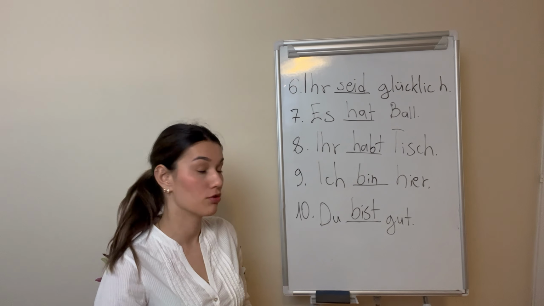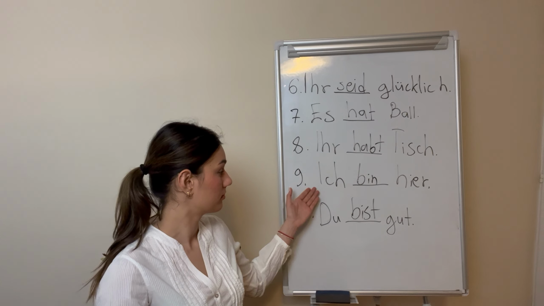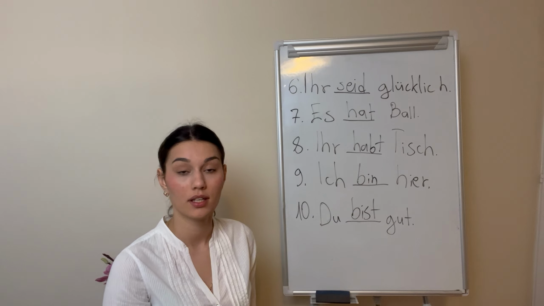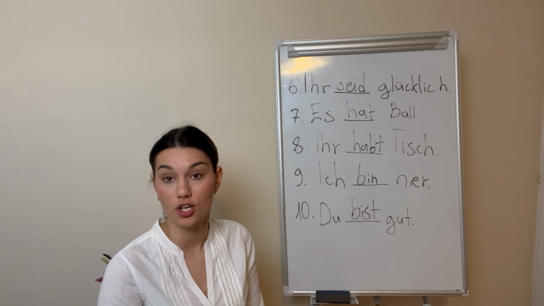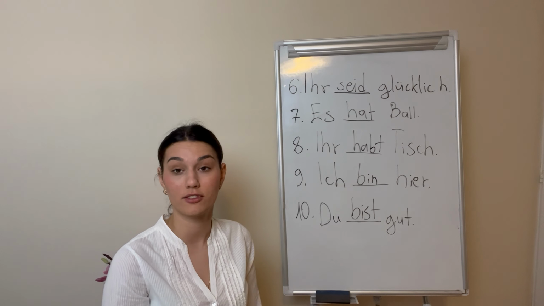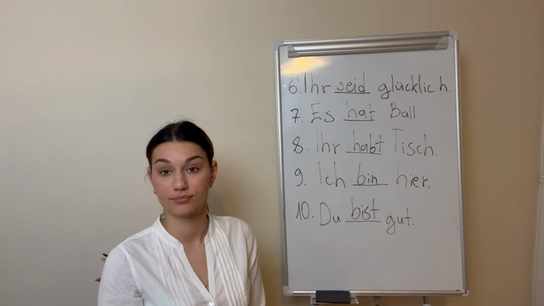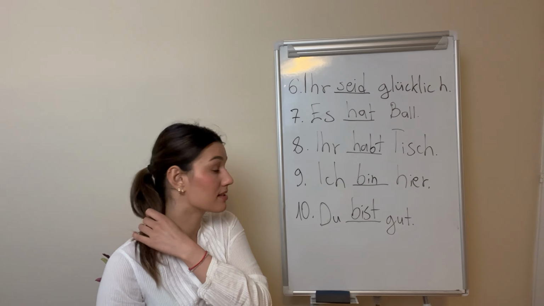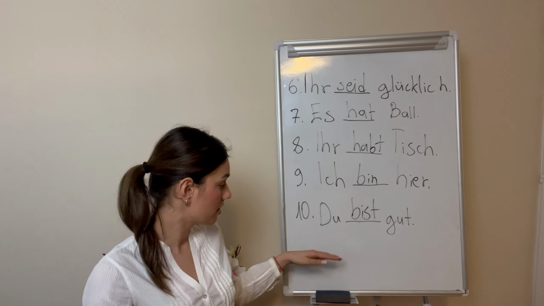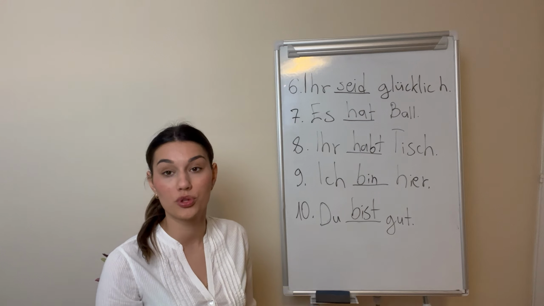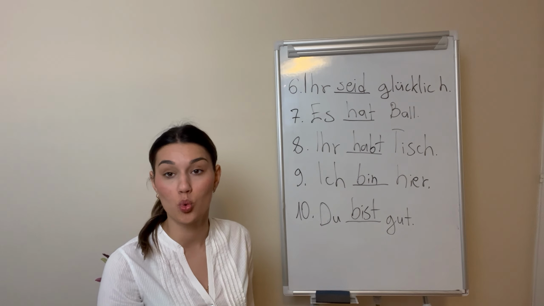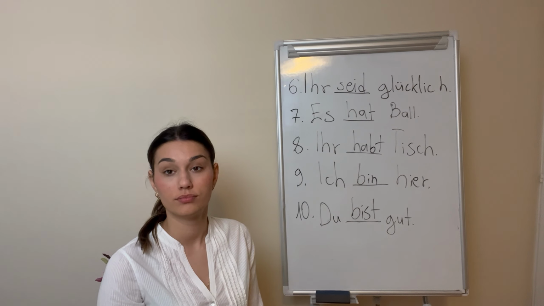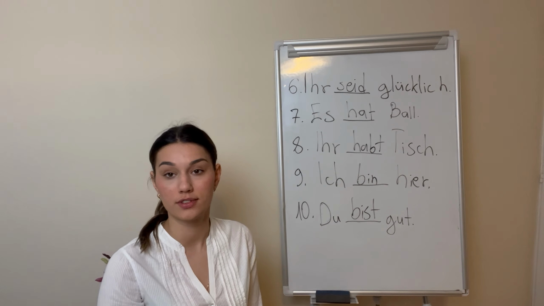This one. Can you read it for me? Ich bin hier. I believe this is very easy. Here means here. Repeat after me. Here. Okay? Ich bin hier. I am here. The next sentence, the last one in this exercise. Du bist gut. Can you translate the sentence for me? That's right. You are good.